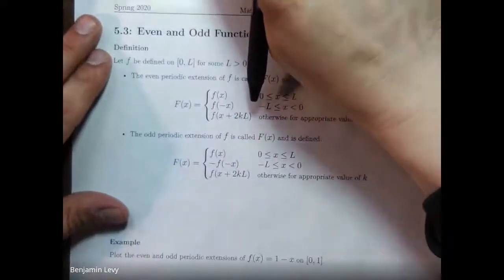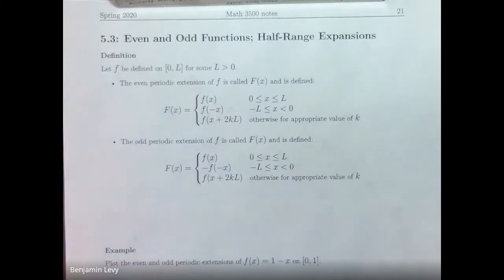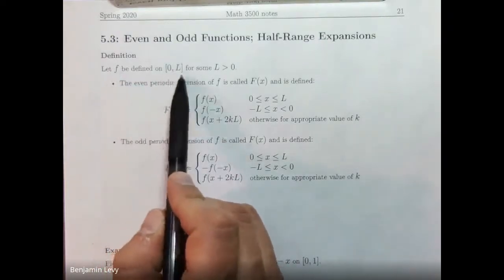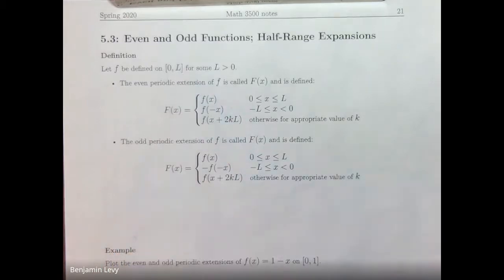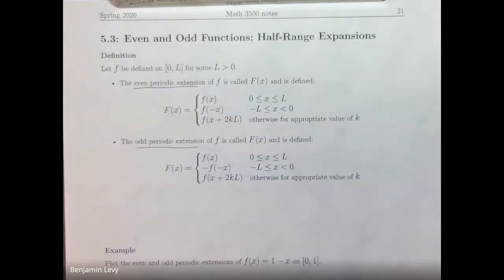All right. So this is just another definition, or a couple of definitions. I know it looks confusing, but it's actually not that bad if we look through it. In this particular case, we're talking about just the right-hand half of the period, so 0 to L. We're looking to the right of the origin, in other words. And then we're being told what the even periodic extension and the odd periodic extension are.